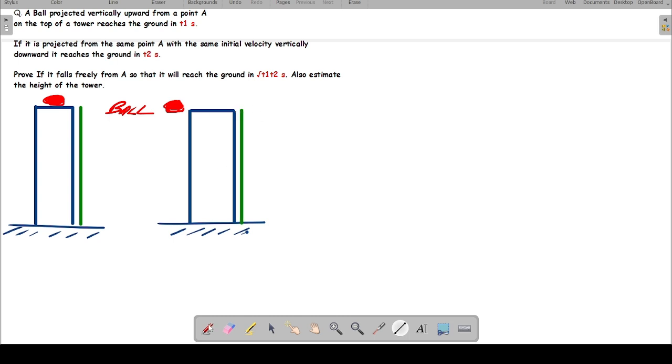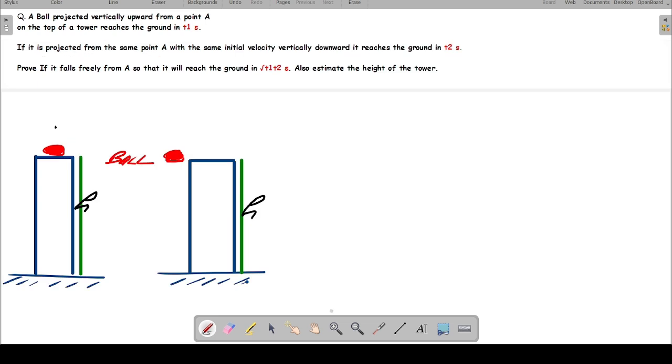of traveling of that ball will be equal to root over t1 plus t2, where t1 is the time taken in the first case where the ball is projected upward with initial velocity u, and t2 is the time taken by the ball when it's thrown downward with the same velocity u, right? So let us solve this question.